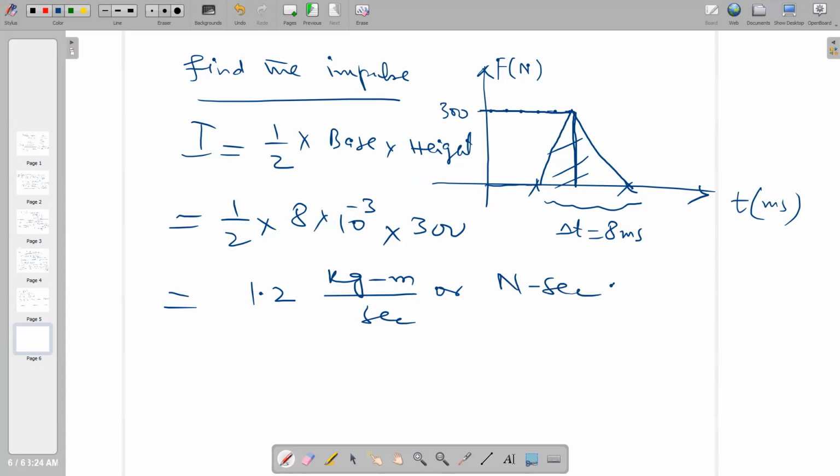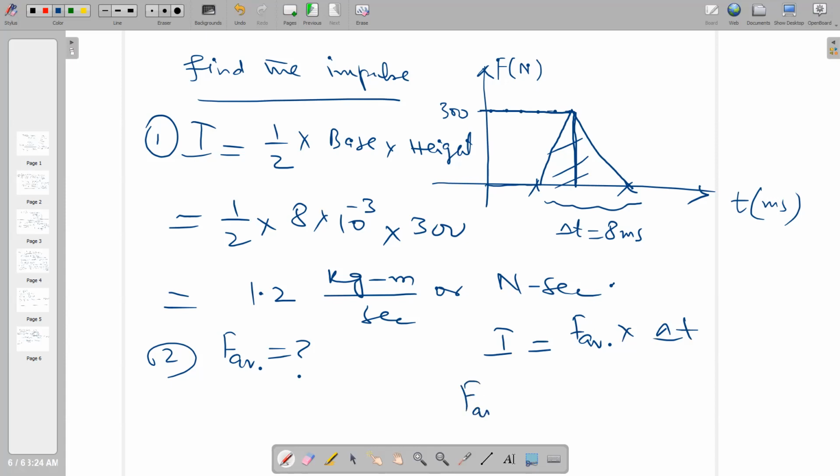The second thing, he is asking to find the average force. So average force you can find with the same formula: I is equal to F average multiplied by delta t. So F average will be I divided by delta t. I is 1.2 divided by delta t, 8 into 10 raised to power minus 3. If you solve this, the average force will be 150 Newton.